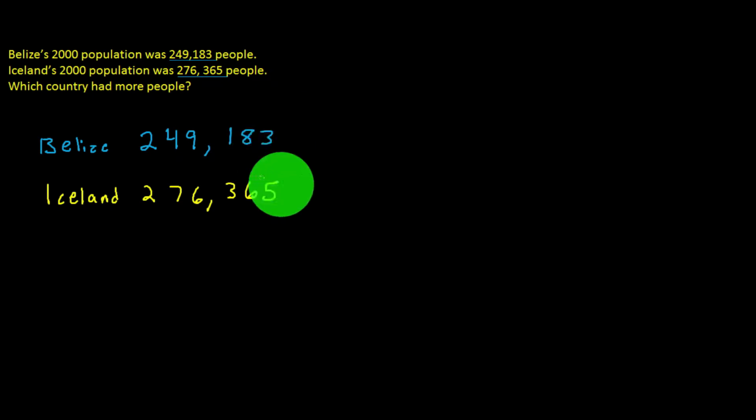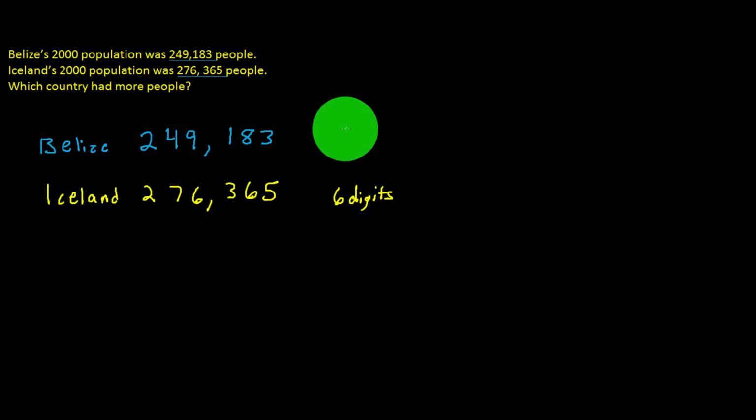So one quick trick, whenever you're dealing with two different sets of numbers, if all you're trying to do is find the larger of the two numbers, all you have to do is look for the number that has more digits in it, or that is longer than the other. If I were to count the digits in the population for Belize, I have 1, 2, 3, 4, 5, 6 digits in this number. And if I were to do the same thing with Iceland, I have 1, 2, 3, 4, 5, 6 again. So I have 6 digits in both numbers, and I could write this over here: 6 digits for Iceland, and again 6 digits for Belize.